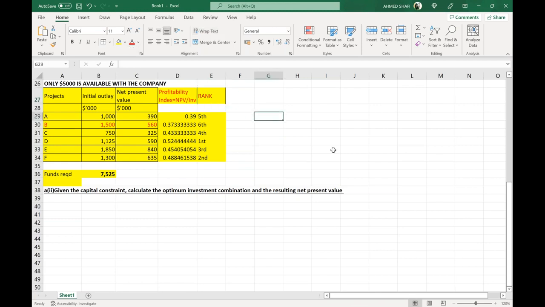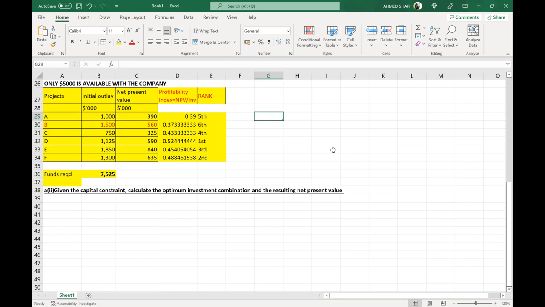So the scenario is, calculate the optimum investment combination. The background was that there are 6 projects under consideration. One project's NPV was not known, so we calculated it. When 6 projects all have positive NPV, we should go towards all of them. But the problem is, we don't have enough cash. All projects require investment of 7,525. We only have 5,000. This is shortage.